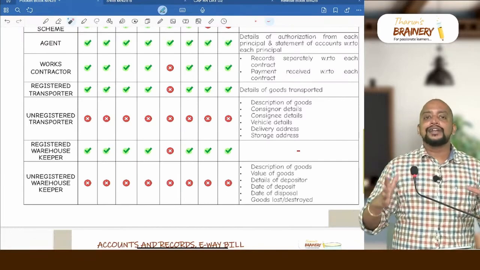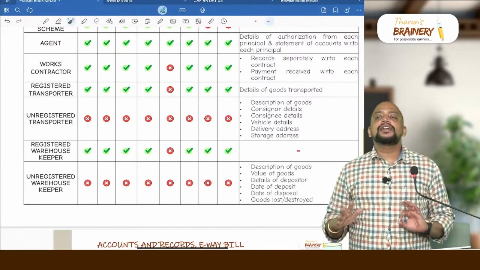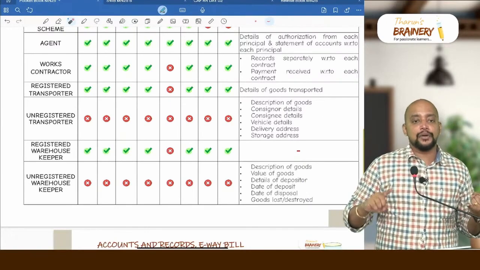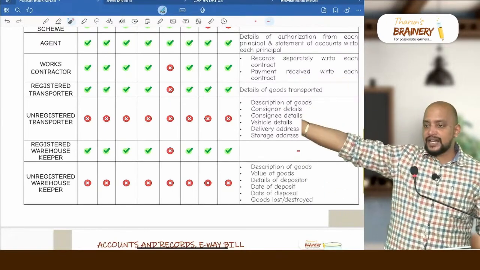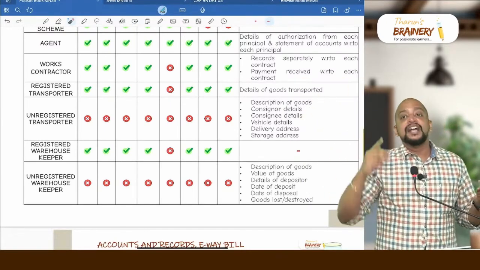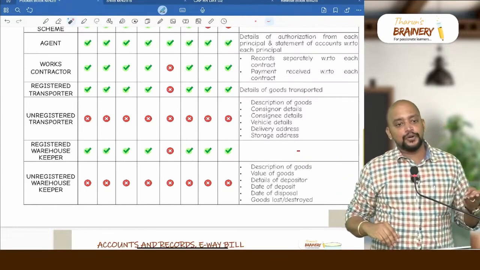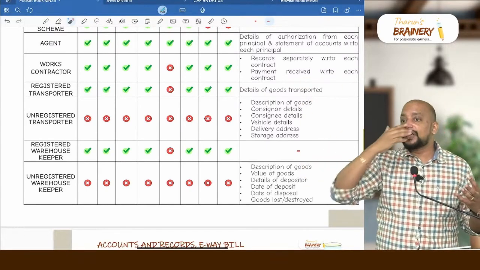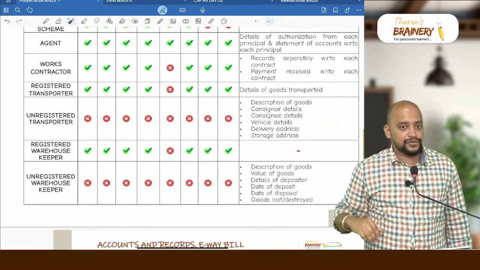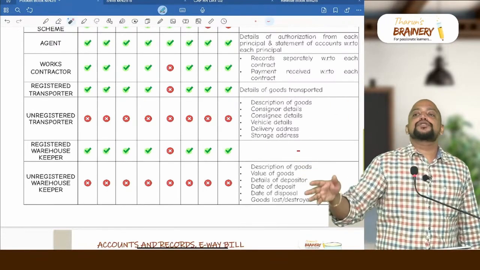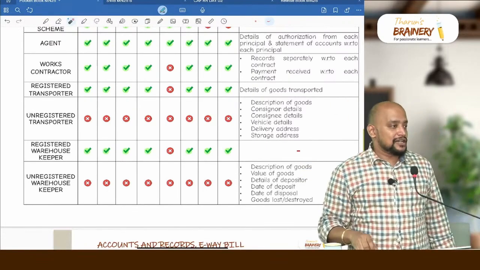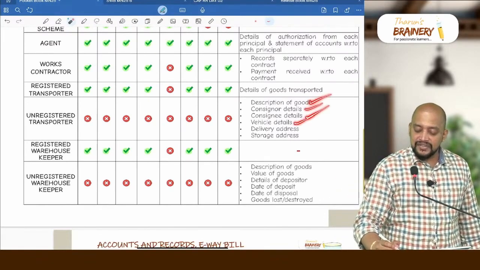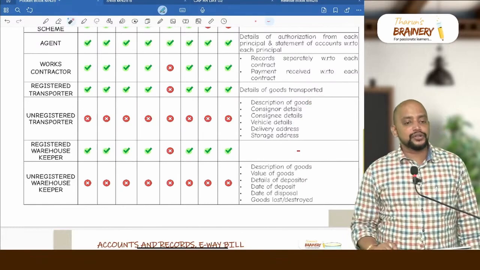So logically, think that you are a tax officer. What details would you expect from a transporter? First, you need the details about the consignor and consignee. What goods are being transported, in which vehicle, what is the starting point, what is the ending point, and the vehicle number in which the goods are being transported. Midway, if you are storing goods anywhere, those details also need to be maintained. So: description of the goods, consignor, consignee, vehicle, delivery address, and the storage address.